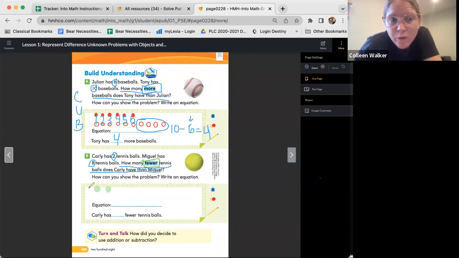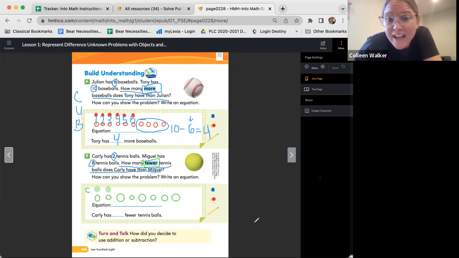Okay, back to what we were doing. So I'm going to put a little C for Carly. She has 2. How many does Miguel have? Yes, that's right. He has 8. Can you count to 8 with me? 1, 2, 3, 4, 5, 6, 7, 8.